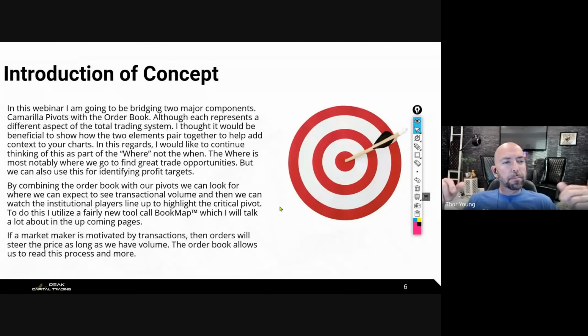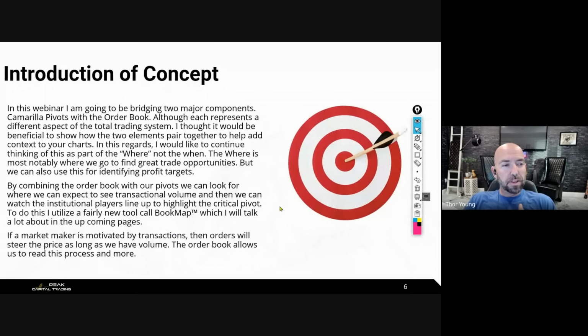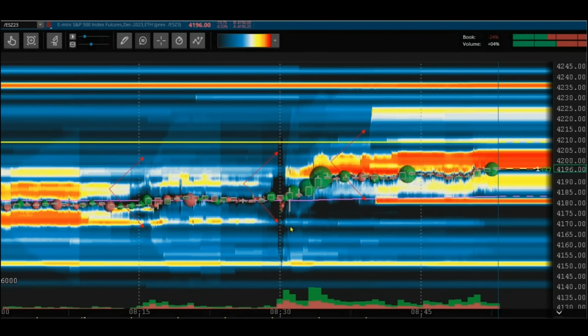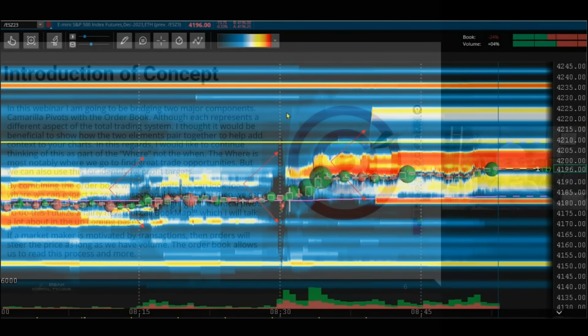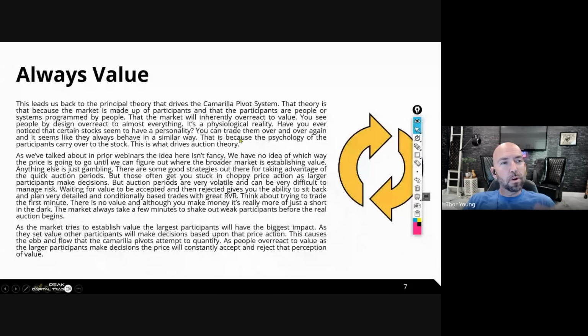By combining the order book with the pivots, we can look for where we can expect to see transactional volume, and then we can watch the institutional players line up to highlight the critical pivot. To do this, we utilize a fairly new tool called Bookmap, which is getting less and less new by the day, and I'll talk a lot about it in the upcoming pages. If a market maker is motivated by transactions, then orders will steer the price along as we have volume. The order book allows us to read this process and more.